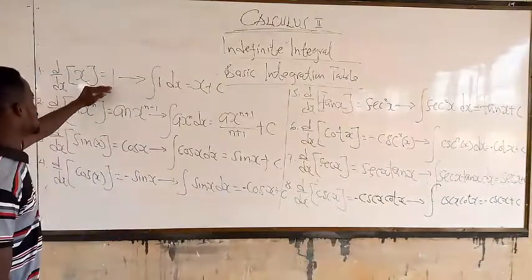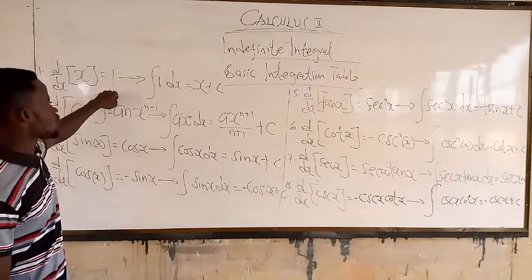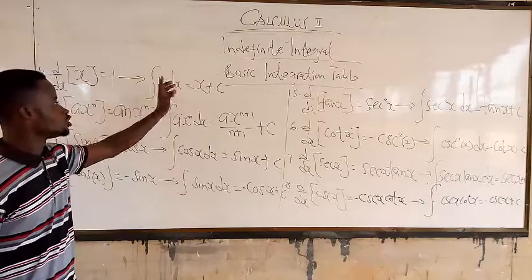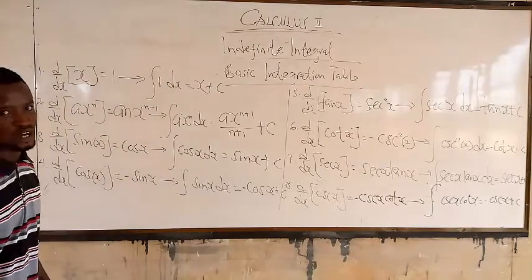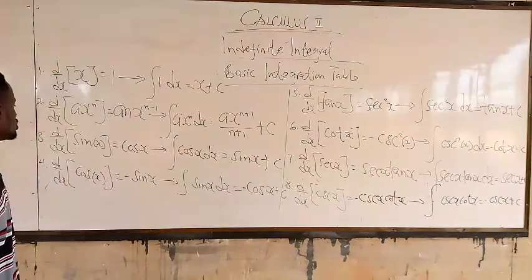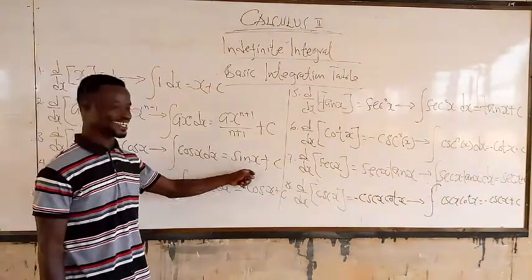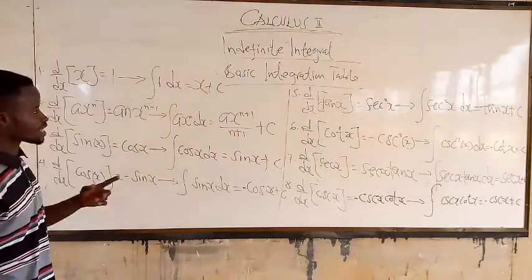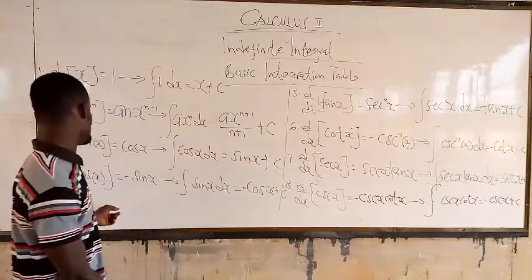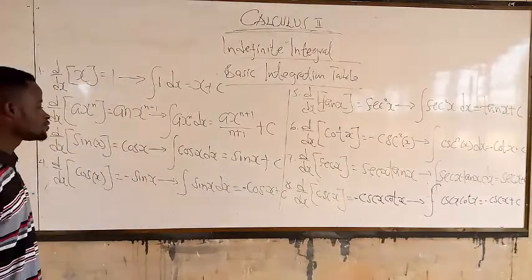This is established that whenever you differentiate S, you get 1. When you integrate 1, you get S. Just that in integration we add plus C to represent family of constants. Sine gives cos, cos gives sine. You see that? So just know this. When you differentiate cos, you get negative sine. That means that when you integrate sine, you get negative cos.